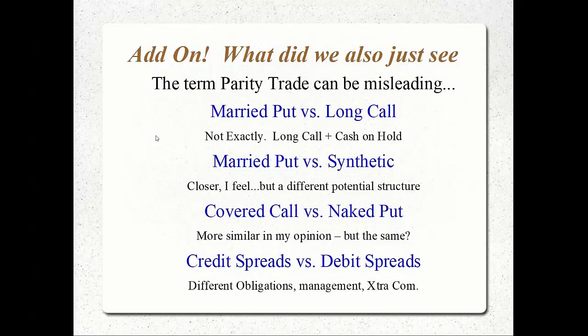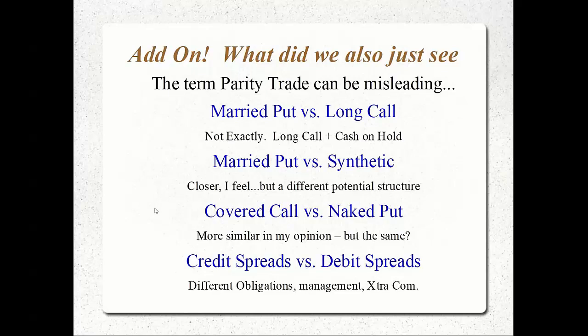The married put versus a synthetic married put. Well, that's a little bit closer, I feel. But remember, when you say synthetic, it means you're changing something to get a similar risk reward. It has the potential to end up in a different structure where you could be long stock, long a call, and long a put. Not exactly the same as just the stock and the put combination. Is it better? Well, if the stock goes up, maybe you're double dipping. If the stock falls, maybe not, because you're losing on the long call and the married put in that scenario.